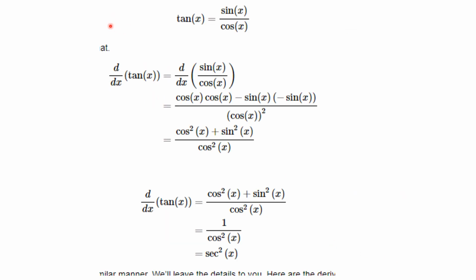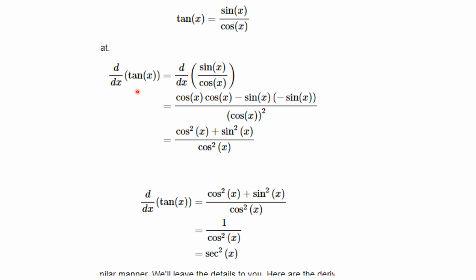Let's turn our attention to trig. You see, the tangent of x is the sine of x over the cosine of x. So it is a quotient. And we know the derivative of the sine, and we know the derivative of the cosine. So we now can calculate this derivative.